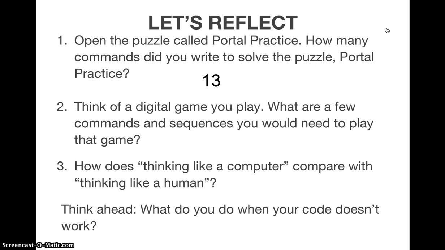All right, now let's look at the third question. How does thinking like a computer compare with thinking like a human? Thinking like a computer, computers are pre-programmed and they can't deal with change. Humans, on the other hand, are very adaptable. Something will arise and we can change, whereas a computer is pre-programmed and it's going to run that program no matter what.